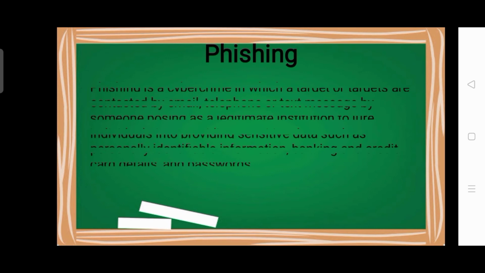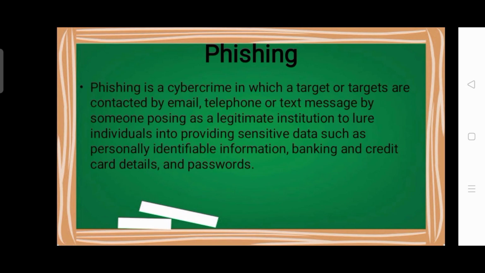Internet safety. Phishing. Phishing is a cybercrime in which a target or targets are contacted by email, telephone, or text message by someone posing as a legitimate institution to lure individuals into providing sensitive data such as personally identifiable information, banking and credit card details, and passwords. The information is then used to access important accounts and can result in identity theft and financial loss.